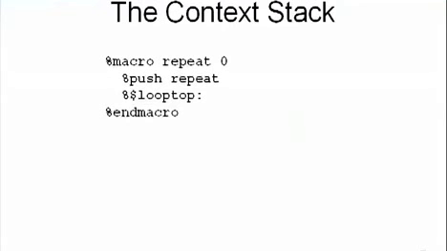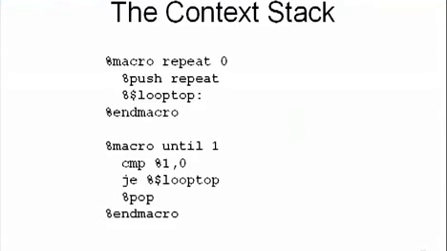For example, you could write a repeat until loop in 2 macros. The repeat macro, shown here, could be the top of the loop. Then at the bottom of the loop, you could use another macro to define the jump to the original label. It performs the test at the bottom of the loop and jumps to the label. Then it pops the context off the stack.